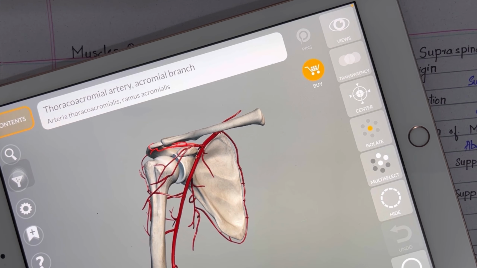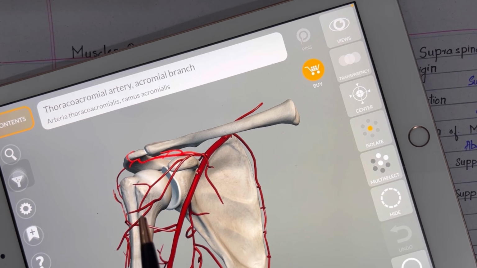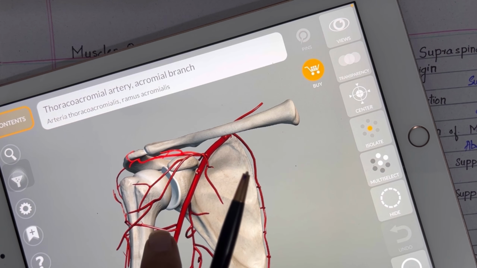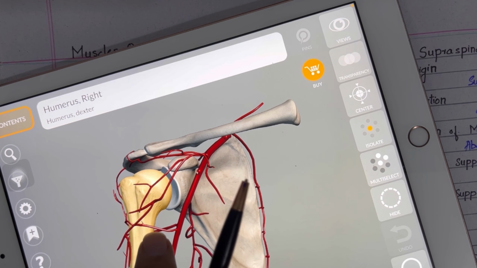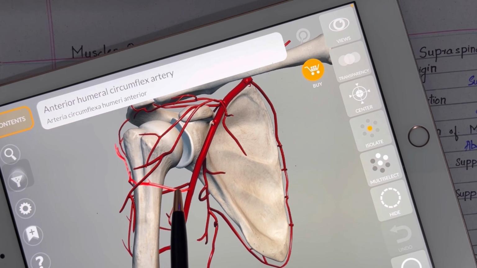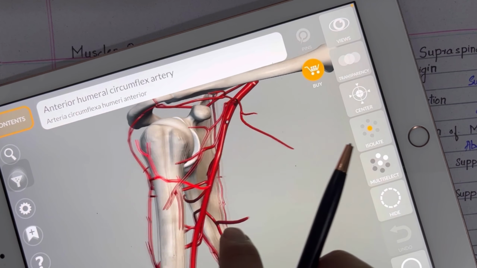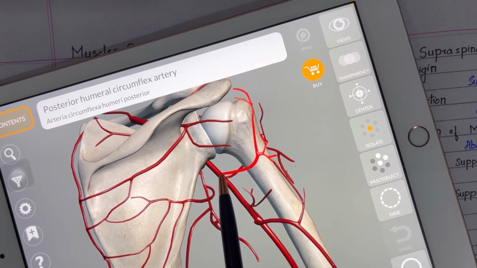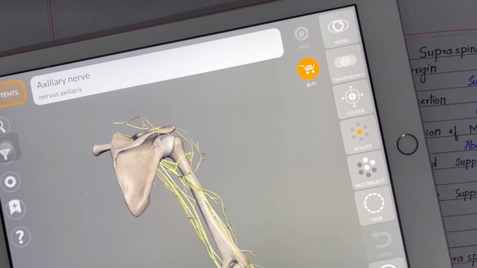Now student, moving toward the blood supply of the deltoid muscle. So the deltoid muscle is supplied by the thoracoacromial artery. Student, this highlighted artery is the thoracoacromial artery, and it is also supplied by the anterior and the posterior circumflex humeral artery. This is the anterior circumflex humeral artery, while this is the posterior circumflex humeral artery.